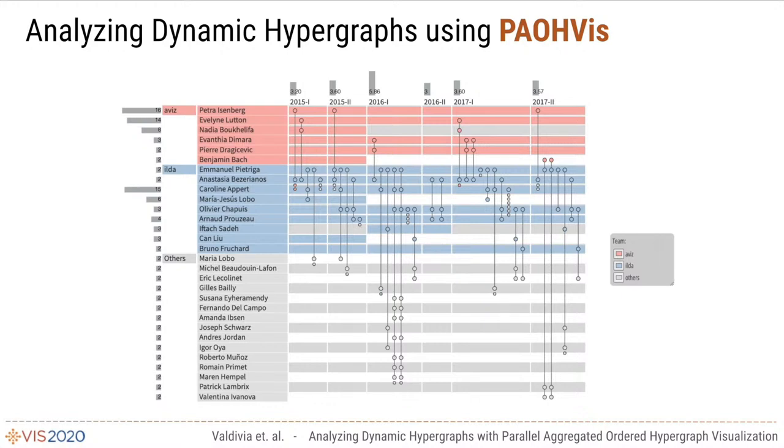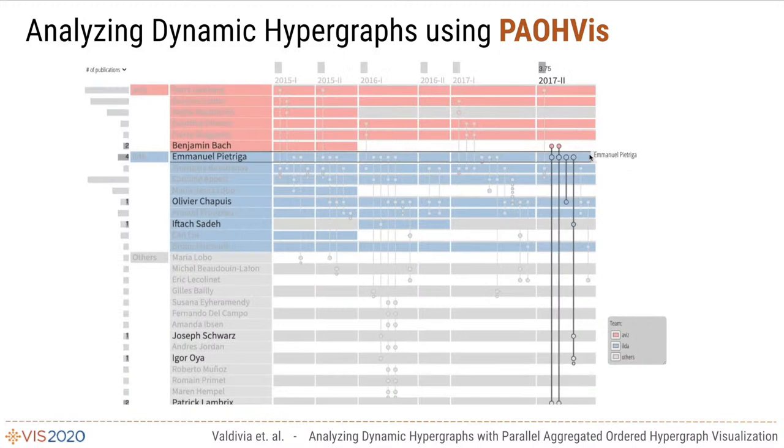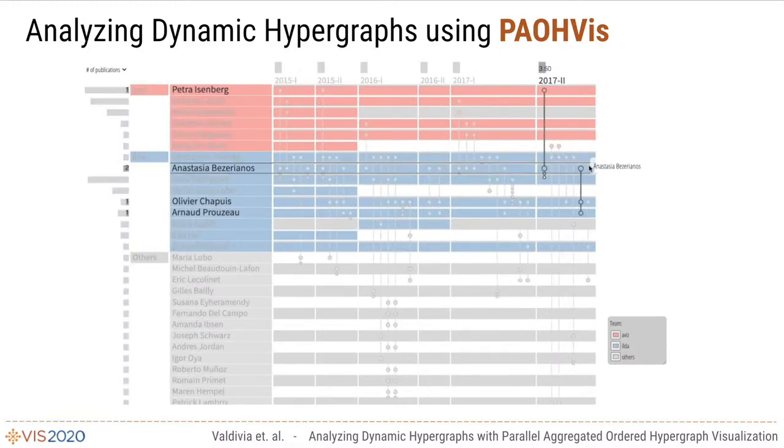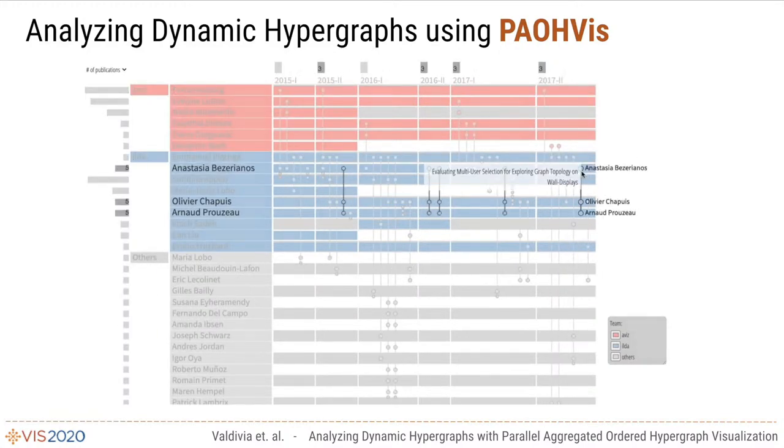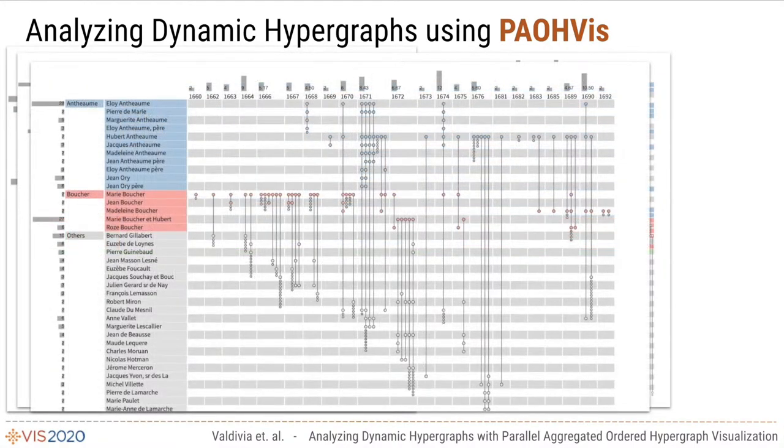We present BioVis, a tool for visualizing hypergraphs where edges can connect any number of nodes. BioVis is the first technique to display hyperedges with no overlap or crossing. Vertices are represented as rows, time periods flow from left to right, and groups can be shown on the left. We designed the layout for readability. BioVis shines with mid-size hypergraphs and it allows detailed analysis. We tested BioVis successfully using publication datasets and data from historical documents.